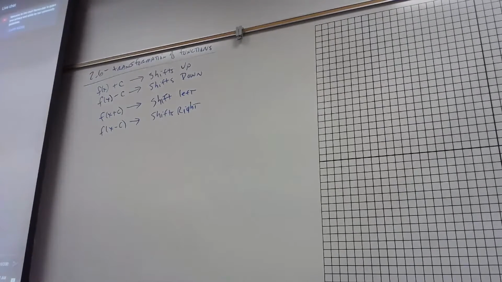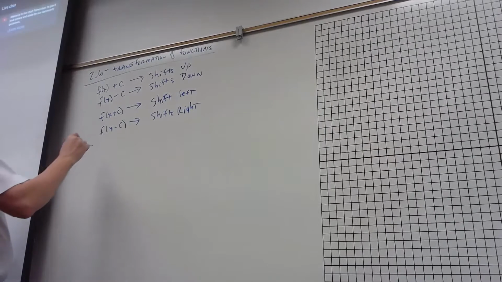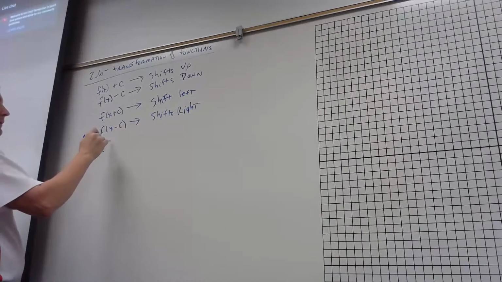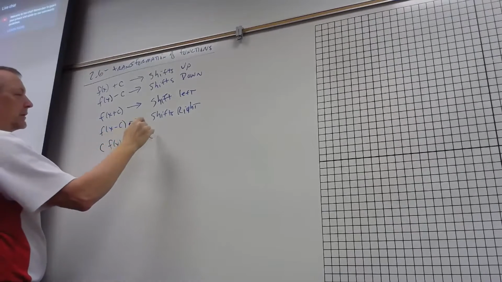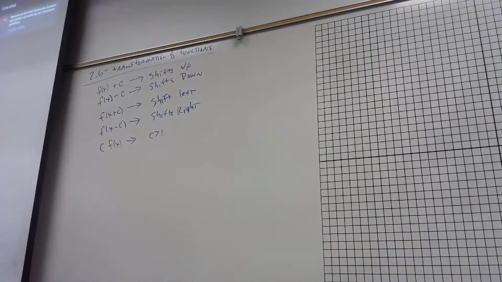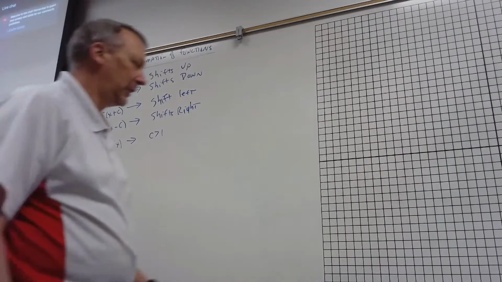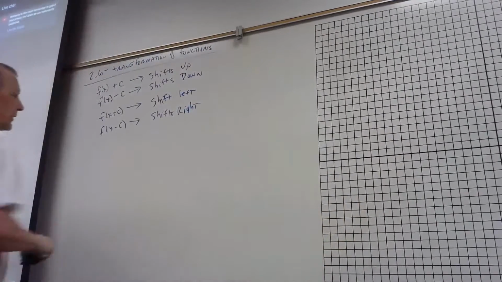I'm trying to decide if I should give you all the rules all at once. How about, what if I had a c times f of x? Now the question is, if the c is greater than 1, well, you know, we can do that one in a minute. I'll change my mind. We'll talk about that in a minute.